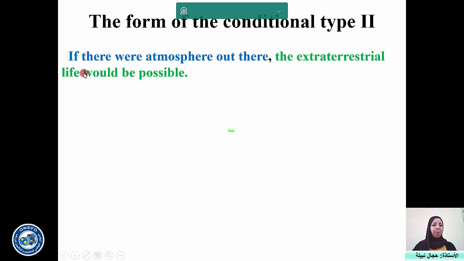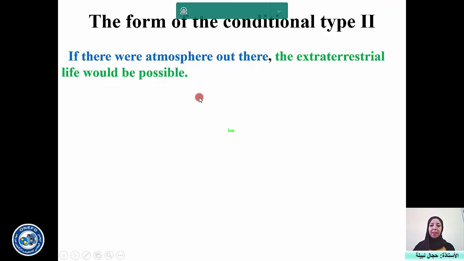Let's take a closer look at the form of the conditional type 2. Consider the same sentence. As you can see, the sentence contains two parts, or let's say two clauses. The first clause, in blue, is the one that expresses condition, since it starts with if. Then you have a comma followed by the clause, the extraterrestrial life would be possible. Okay? What happens if there were atmosphere out there? It is the result.